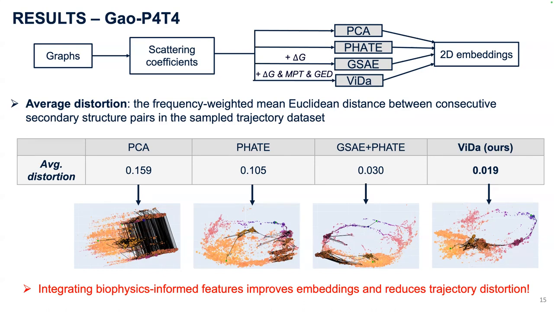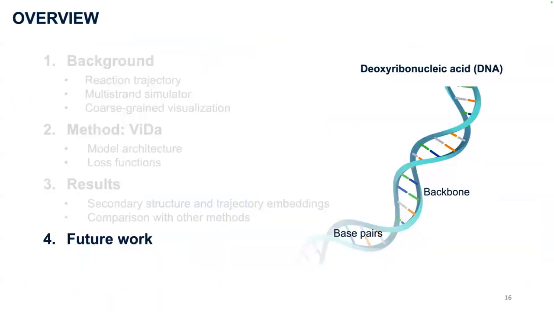So this result confirms that integrating biophysics-informed features with deep neural networks improves the embeddings and reduces the trajectory distortion. By the way, we also tested TSNE and UMAP, but they all give very bad results, so we don't show them here. All right, so because of the promising results from ViDa, it guides us to further directions.